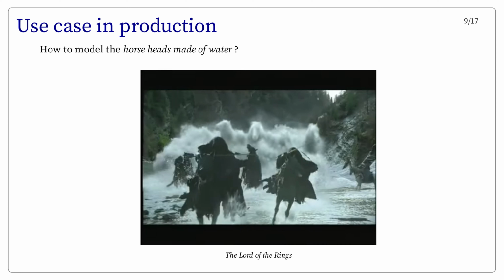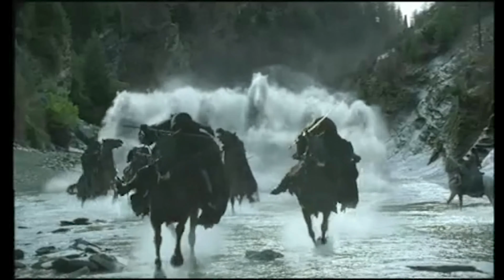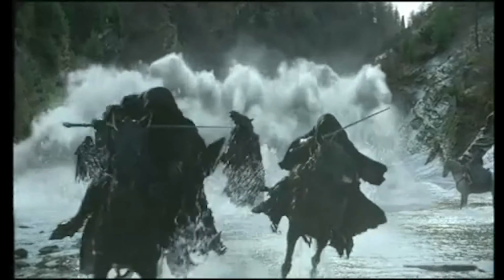So to finish on this part, we will see a more complex example of usage in the case of visual effects. So here's an example of sequence of the Lord of the Rings. So let's first think about what element in this sequence is real or virtual, and how do we do these virtual parts. Obviously, the horse heads made of water are virtual effects. So the question is, is it made from a full 3D simulation of liquids?